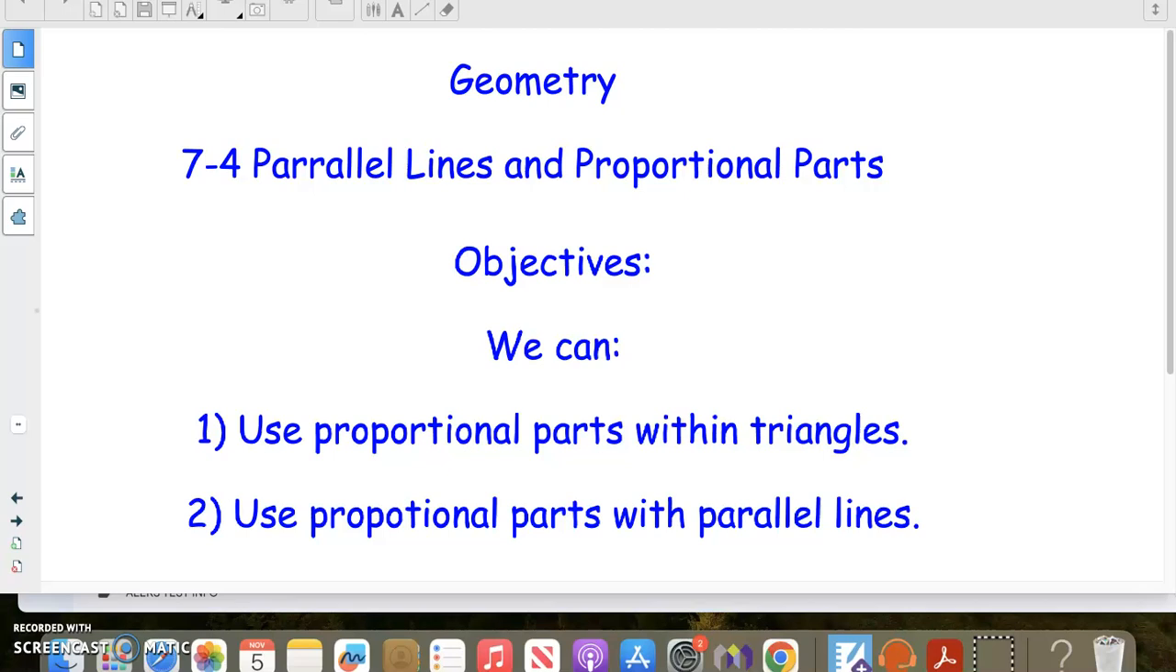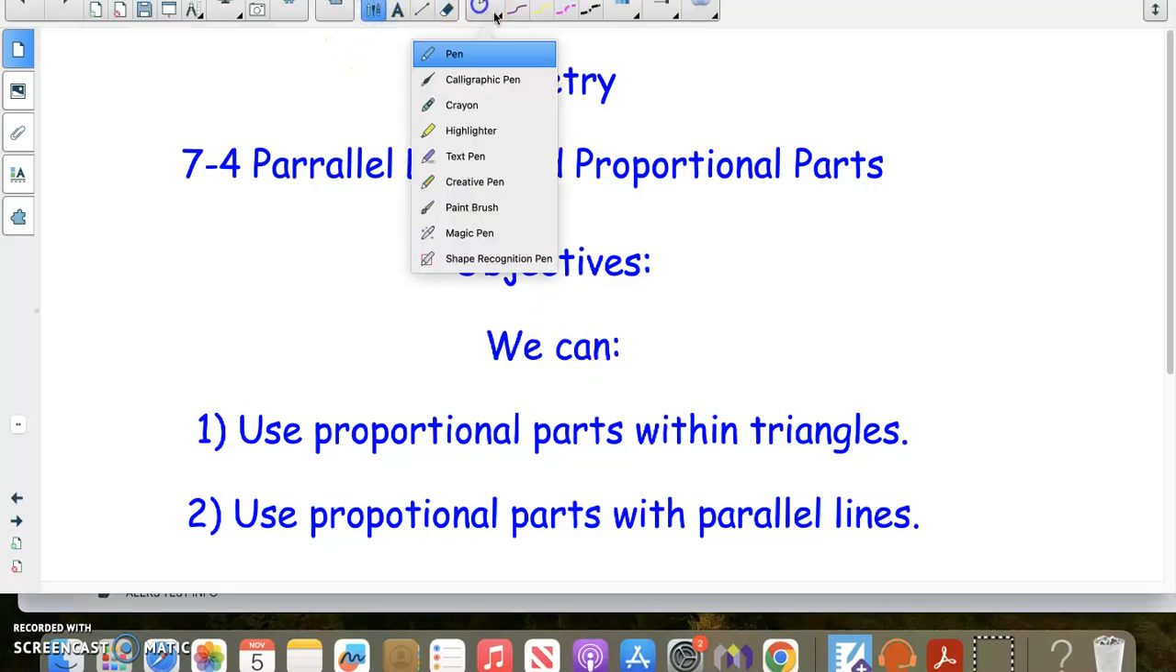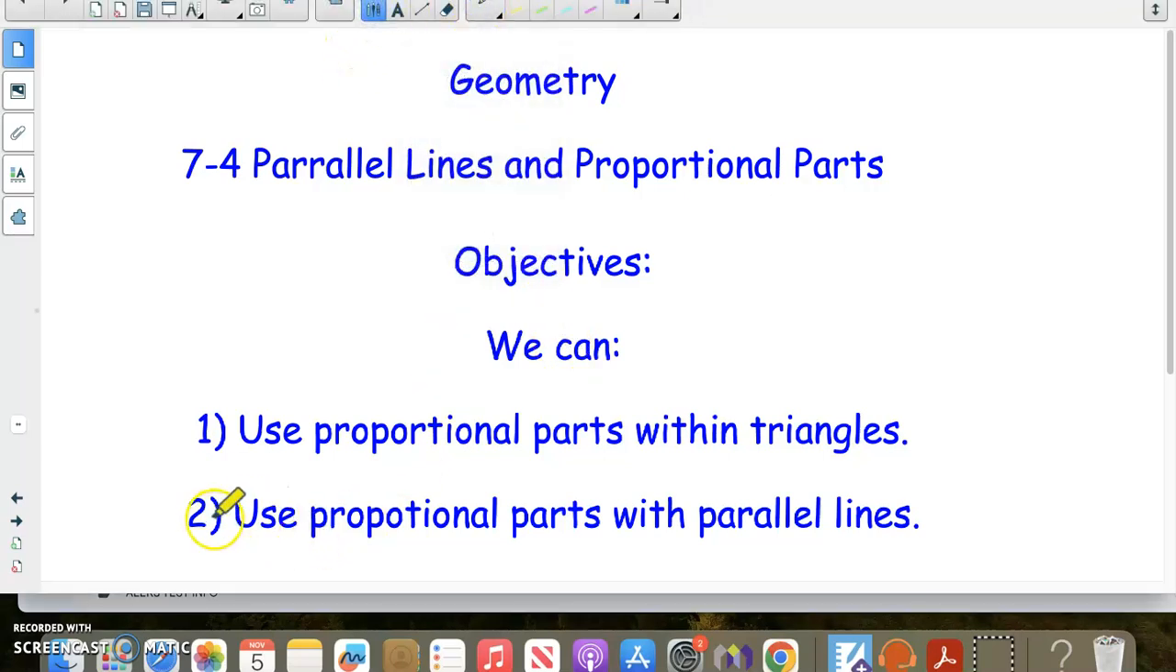Hey Geometry, this is part 2 of our proportional parts. So now we're going to focus on the proportional parts with parallel lines. Okay, so we're going to focus on this part right here. All right, so short and sweet here.